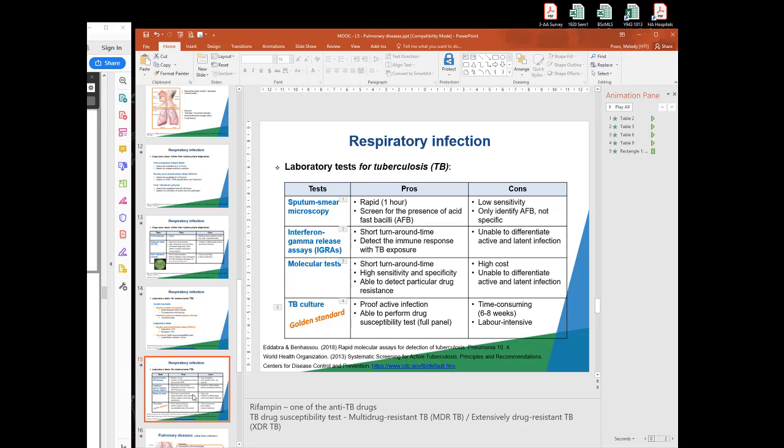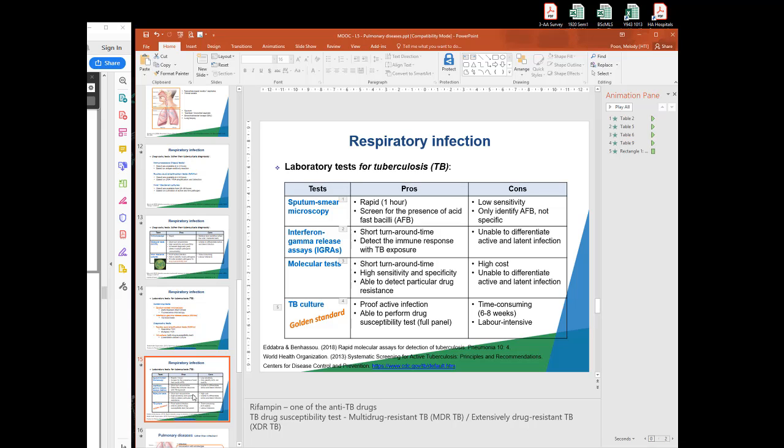IGRAs can also provide rapid results, but they are used to detect the immune response to TB exposure. That means it cannot differentiate active or latent infection. Molecular tests are sensitive and specific, and some of the tests are able to detect particular drug resistance also, but the cost is really high. Same as IGRAs, it cannot differentiate active and latent infection.